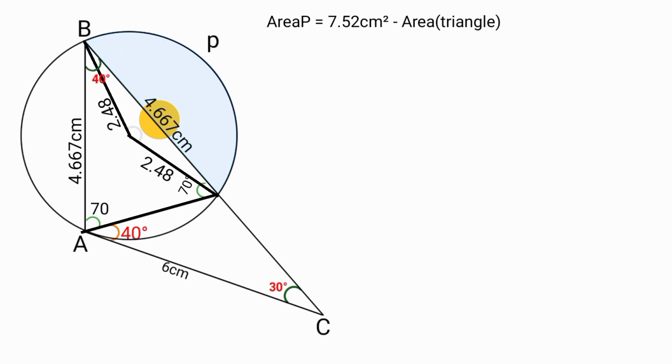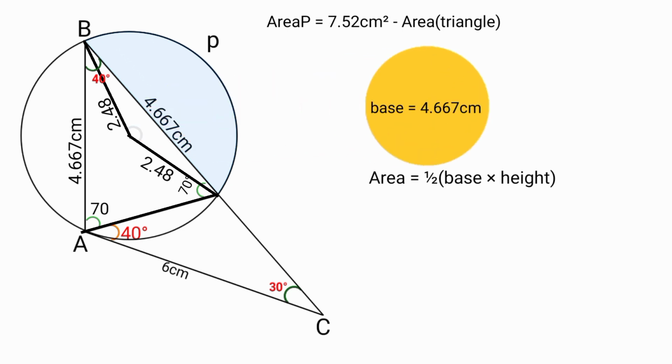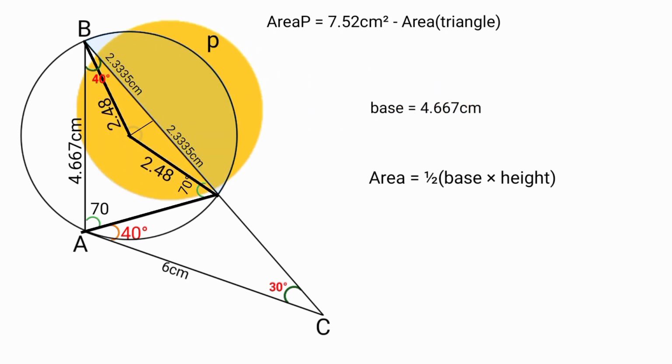The formula for finding the area of a triangle is half base times height. The base is this side here, which is 4.667 centimeters. Now what is the height? The height is always perpendicular to the base. So now, taking only this side here, we are having a right angle triangle with this side here as the hypotenuse. So since we have the length of two of the sides, we can use the Pythagorean theorem to find the length of this side here, which is the height.